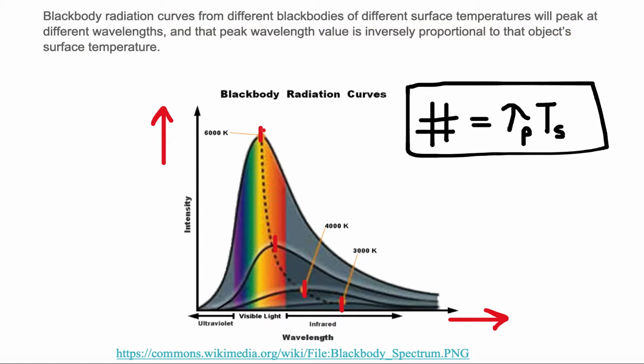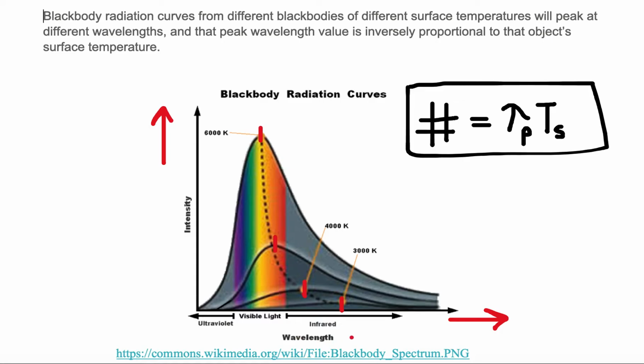So here's the peak of the blackbody from the 6,000 Kelvin object. Here's the peak of the blackbody from the 5,000 Kelvin object. Here's the peak of the blackbody from the 4,000 Kelvin object. And here's the peak of the blackbody from the 3,000 Kelvin object.